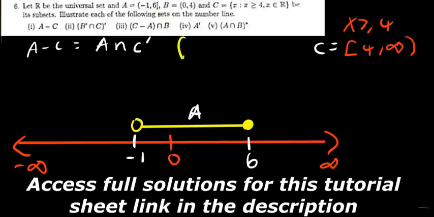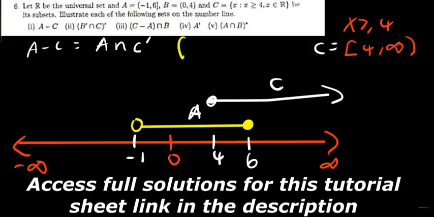Initially B is from 0 all the way to 4. I'll put 4 here. Sorry, this is C. Oh, in fact that is B. C is this one, guys. Sorry. So 4 all the way to positive infinity. 4 is included. So from here all the way to that side, that is C. But we want C complement.